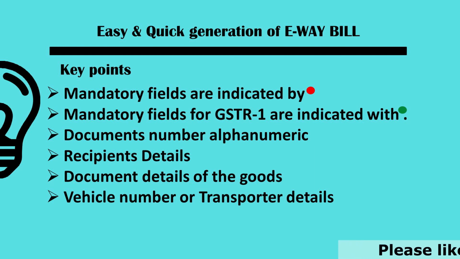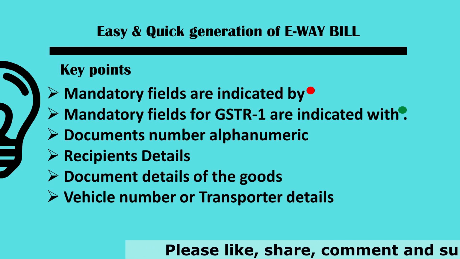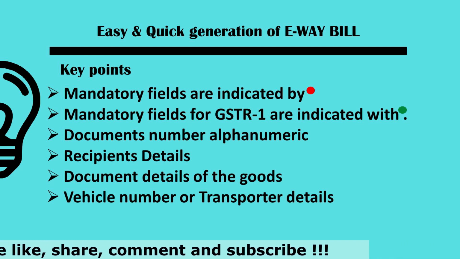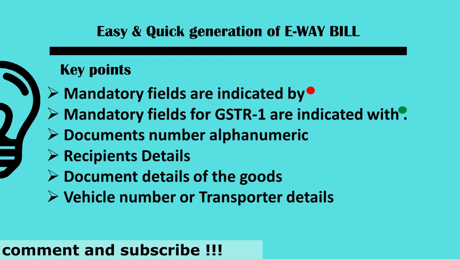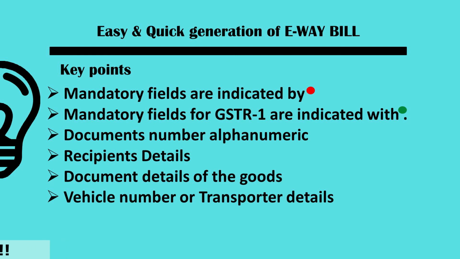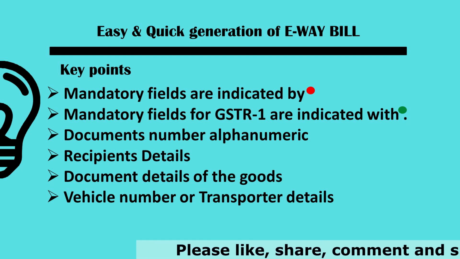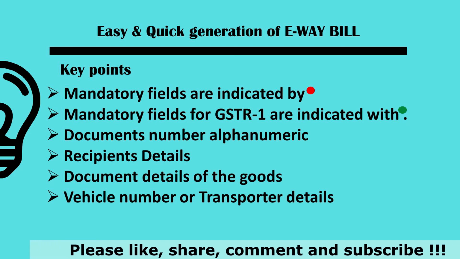Let's see key points for generating EWay bills. First one is mandatory field indication by red color. Second one is mandatory field for GSTR1 indicated with green color. It is advisable to enter these fields so that GSTR1 is automatically prepared for the next month. Please ensure your document number is alphanumeric as value. Please ensure your recipient details. Please ensure your document details of the goods, and please ensure your vehicle and transportation details.